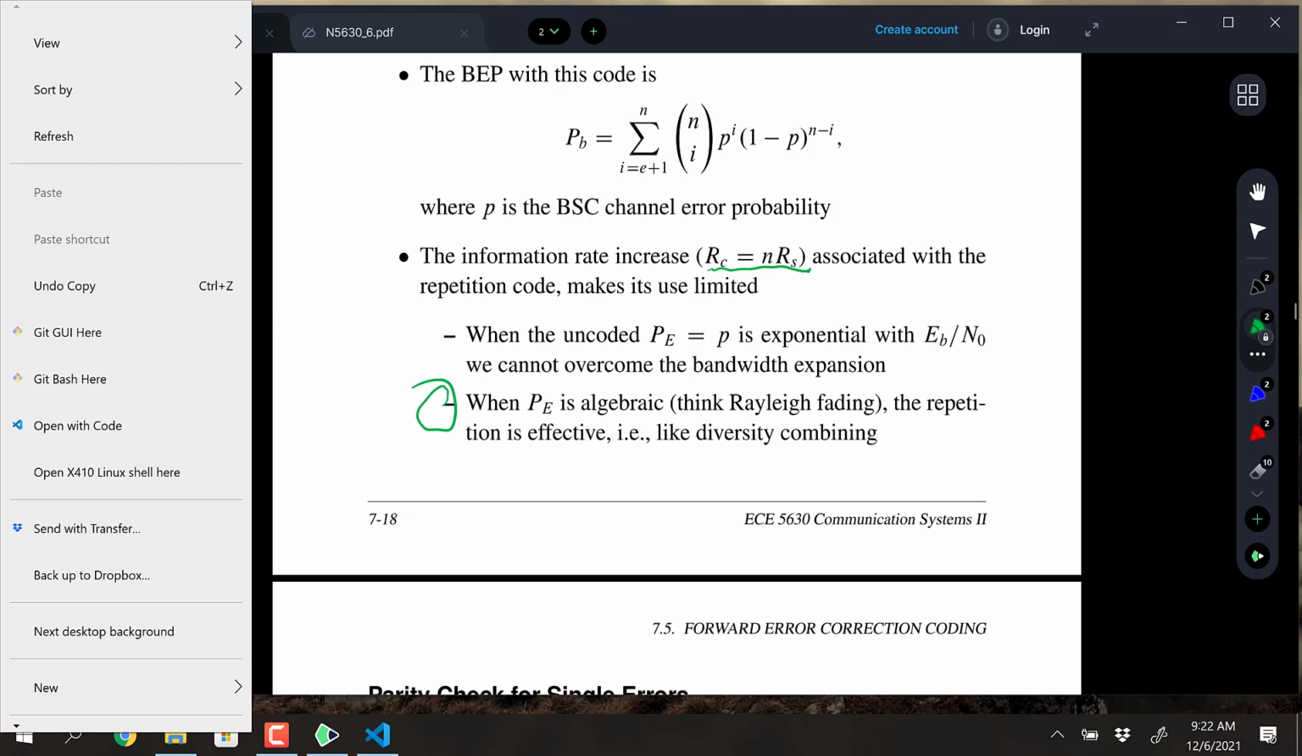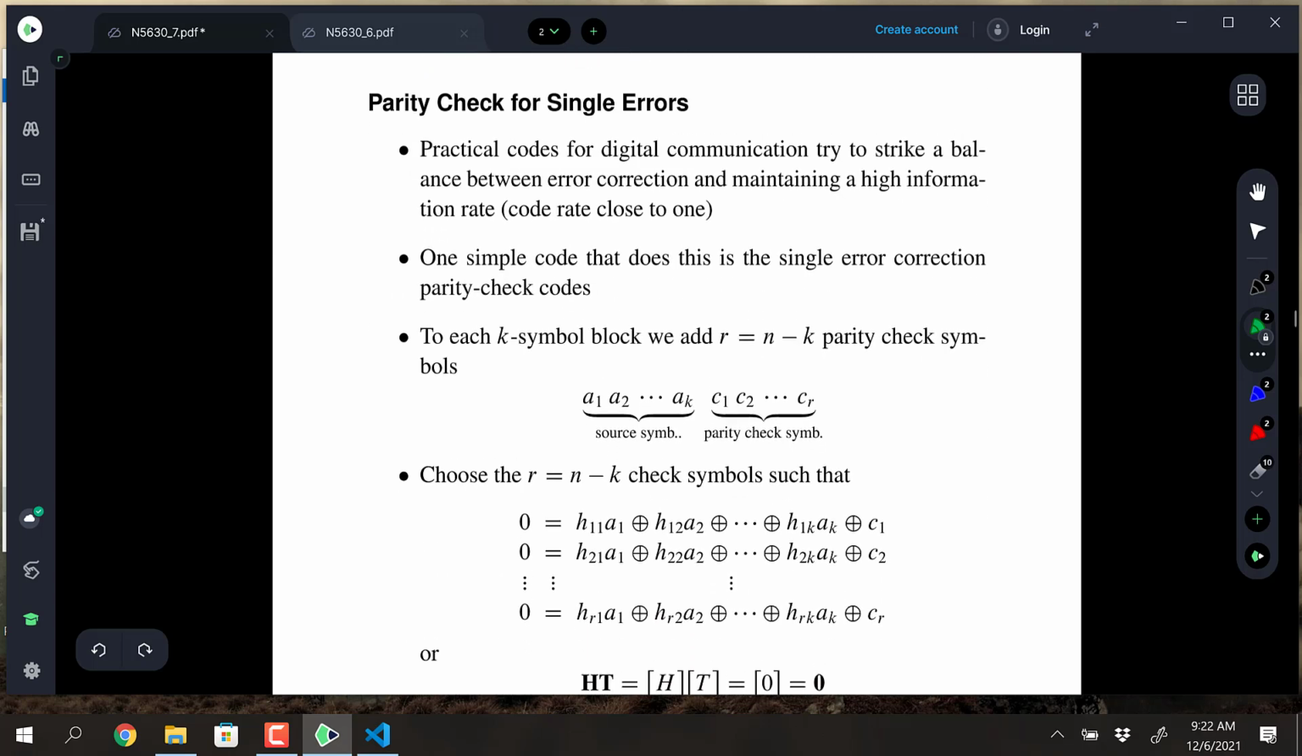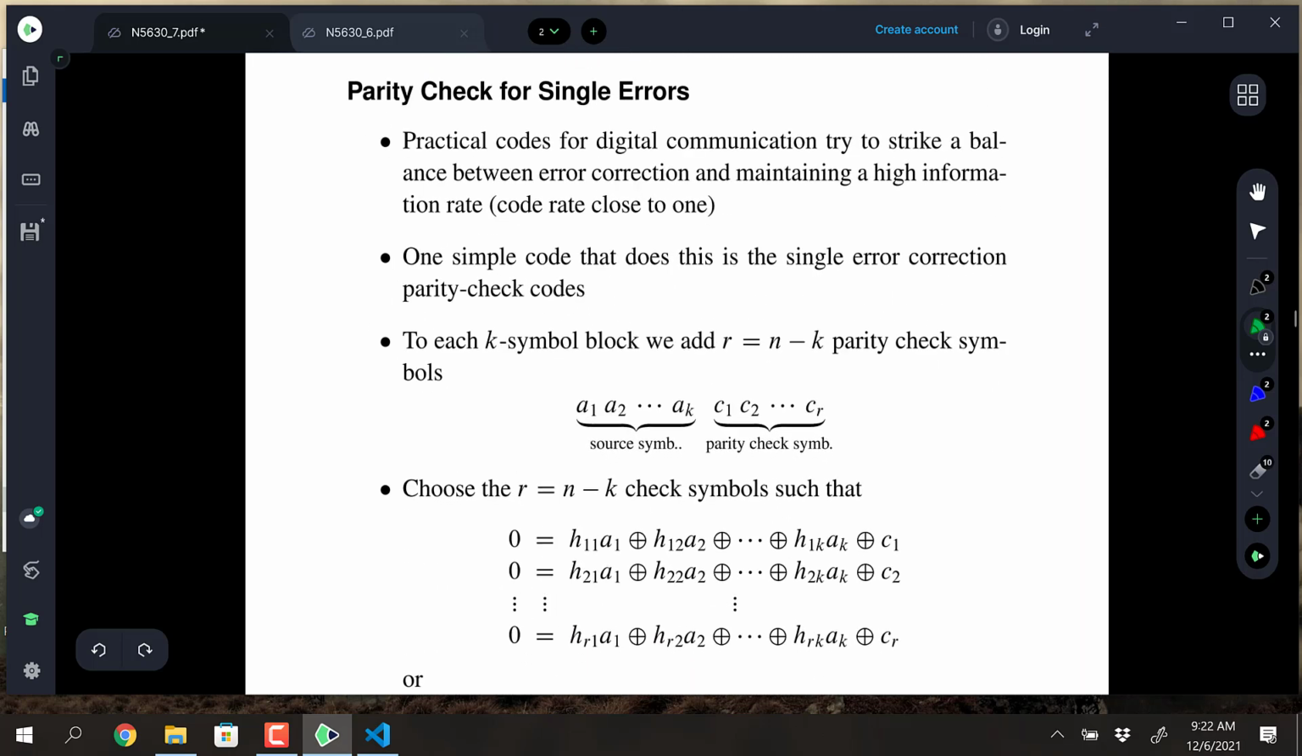So does that make sense? You can still think of it as repetition coding, but it's being done in the physical channel. So I think that's actually pretty nice. So what about parity check for single errors? The idea is to strike a balance between error correction and maintaining a high information rate, which means code rate close to 1.